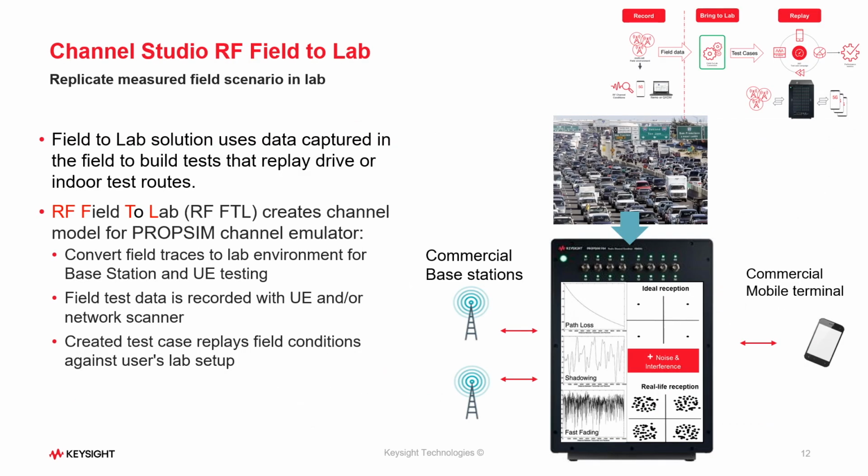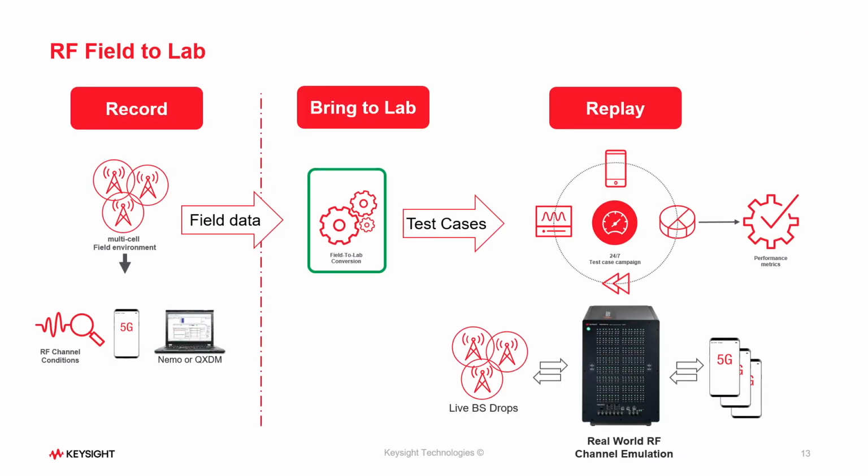For replicating field-measured scenarios in the lab, we have our Field-to-Lab tool. This tool uses data captured in the field to build tests that replay the wanted test route. It enables repeatable testing of real-world field conditions in the laboratory environment with the debugging tools. With RF scanners and real UEs, we collect real-world RF conditions, and with our Field-to-Lab Converter tool, we create test cases and channel models that will be run in PropSim.